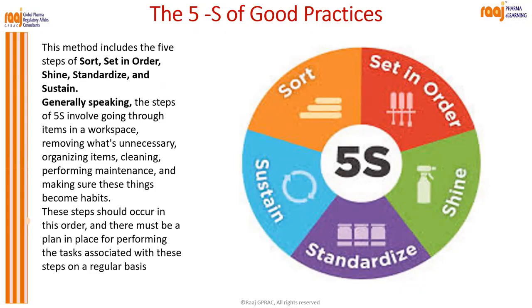What are those 5 S? Sort, set in order, shine, standardize, and sustain. I will repeat. 5 S is sort, set in order, shine, standardize, and sustain. So, generally speaking, the steps of 5 S involve going through items in a workspace, removing what is unnecessary, organizing items, cleaning, performing maintenance, and making sure all things become habits.